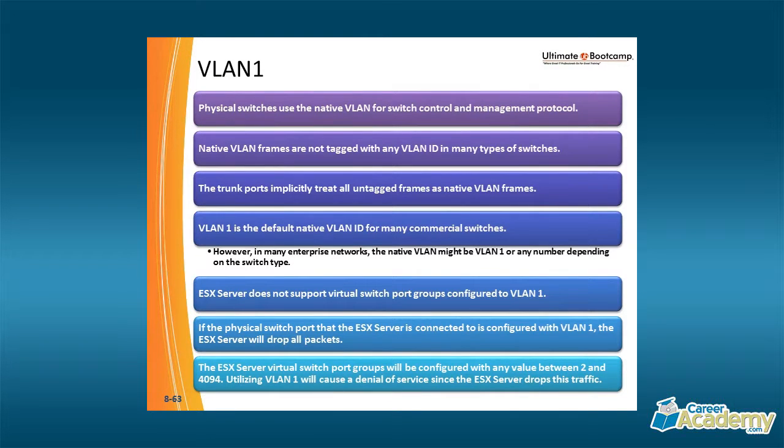Now, with regard to VLAN 1, the physical switches use the native VLANs for switch control and management protocol. Those native VLAN frames are not tagged with any VLAN ID in many types of switches. Now, where the issue is, this causes a problem with regard to the ESX server and how that all fits together. The trunk ports will always treat all untagged frames as native VLAN frames.